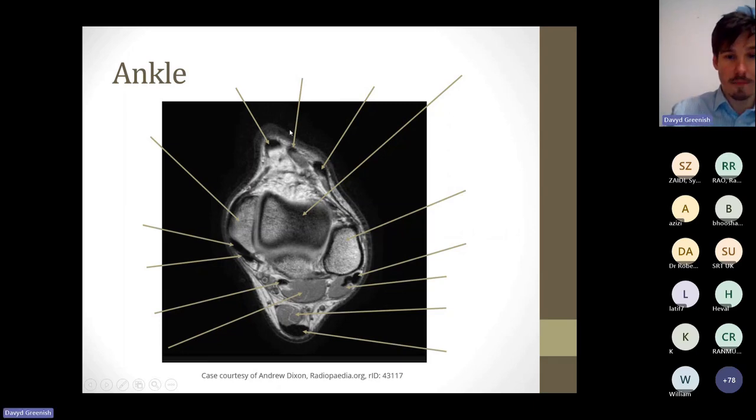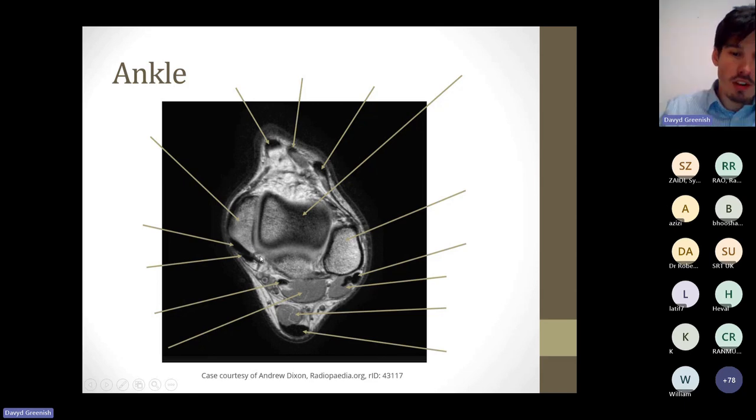So if we start at the front, does anyone know what this structure here is? Yeah, spot on, tibialis anterior. If you're saying that's tibialis anterior, you've said that that's a medial structure, so I absolutely agree. The reason I'd say that's medial is that it's the biggest tendon in your foot. If you feel the medial aspect of your foot, the biggest tendon is the tibialis anterior, which is sat there.